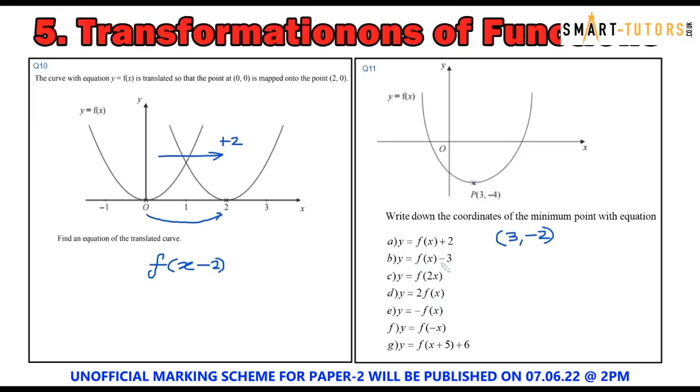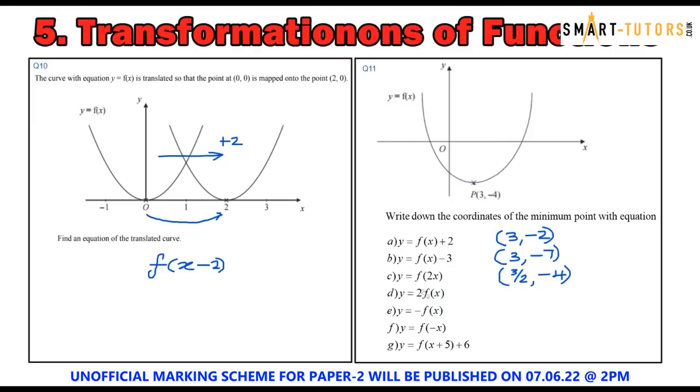Second one, f(x minus 3) means the x coordinate, minus 4 minus 3 is minus 7, is the answer, and the other coordinate remains unchanged. Y equals f(2x): whatever is inside the brackets, you need to divide the x coordinate by 2. X coordinate divided by 2, which is 1.5 or 3 over 2. Y coordinate no change, as minus 4.